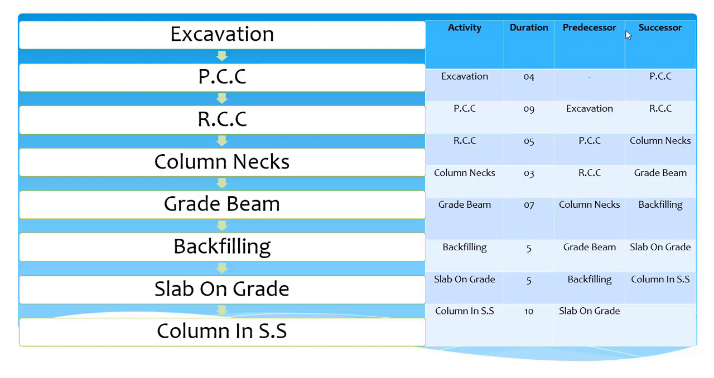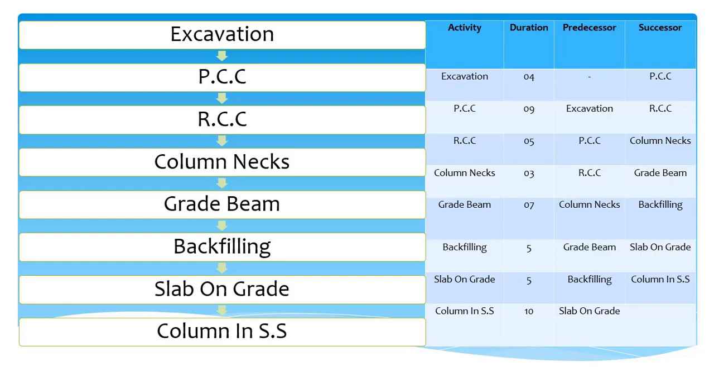Now let's look at the predecessor and the successor. In real case, some activities need to wait until others finish. So the relationship between the activities is called predecessor and successor. Here in PCC activity, the predecessor activity of PCC is excavation and the successor activity of excavation is PCC. It means that PCC needs to wait until excavation finishes. So this is the predecessor activity of PCC. Now the predecessor activity of RCC is PCC. I have defined all of the predecessors over here and the successors as well.